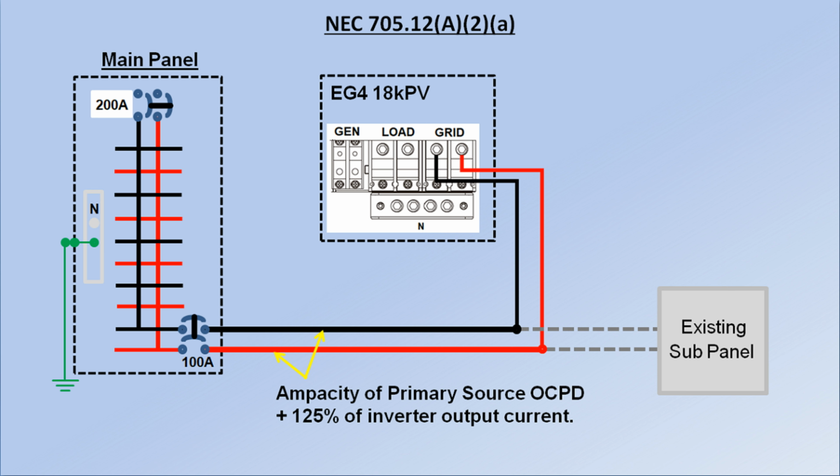This is actually very straightforward. That portion of the feeder, shown in extra thick lines, on the load side of the power source output connection, is protected by, in this example, take 125% of the inverter output current and add it to the primary source 100 amp overcurrent protective device. The feeder needs to be rated at that ampacity.